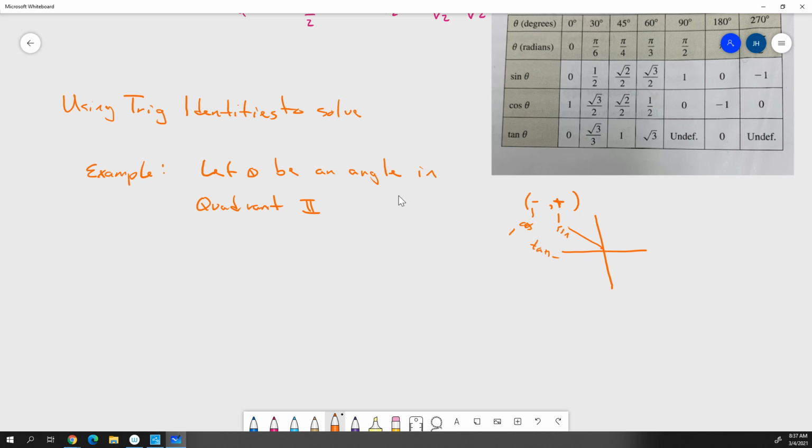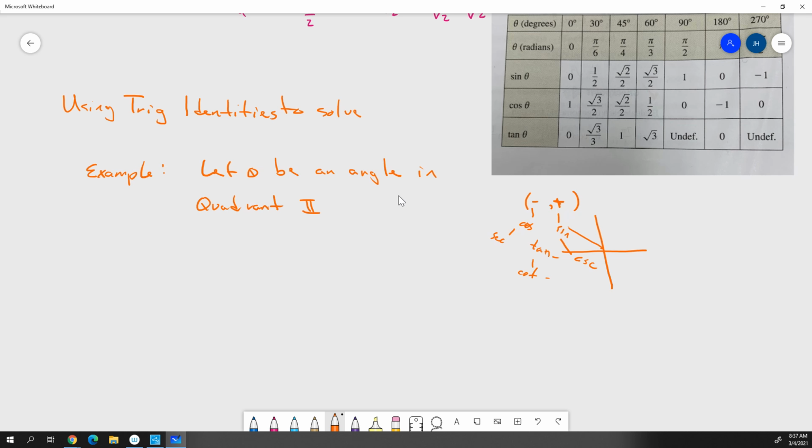Secant, because secant is part of cosine, right? That would also be negative. Cosecant would be positive, and cotangent would also be negative. Does that make some sense? What I mean is that just knowing what quadrant it's in allows you to know the sign.